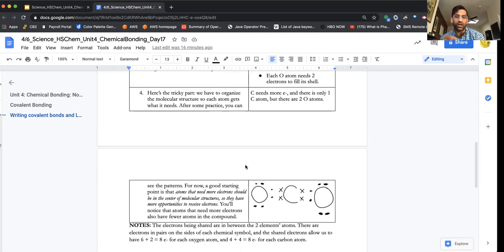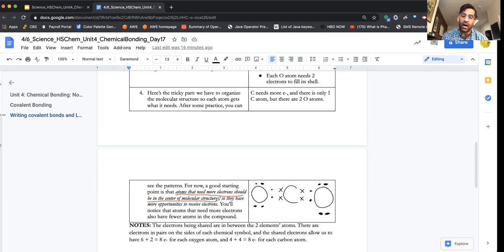And the big pattern, as I italicize down here, I'm going to underline it in red. Atoms that need more electrons should usually be in the center of molecular structures. And that is wise because in the center is where they can get the most needs met. They are kind of surrounded by other atoms, and so surrounded by other opportunities to gain valence electrons through sharing, right? And that's what you can see here.